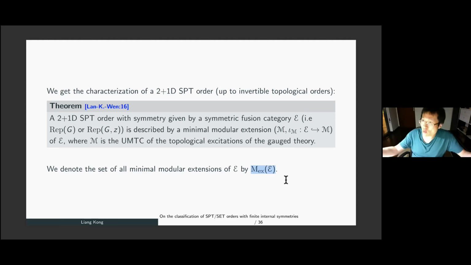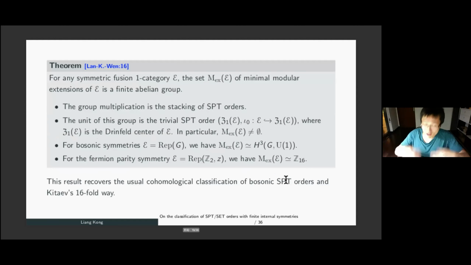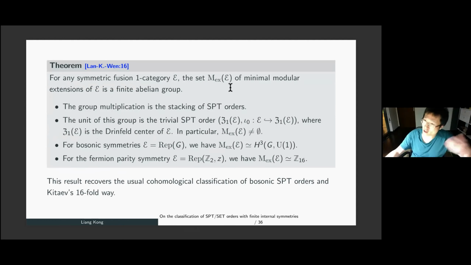Well, we need to check whether it corresponds to the known results in the literature, because there are previous classifications of the 3D SPT orders. So here's the theorem: we prove they're compatible. For any fusion 1-category E, you count the set of minimal modular extensions. That's equivalent to the set of SPT orders. It has a group multiplication given by the stacking of SPT orders. That's physically known.